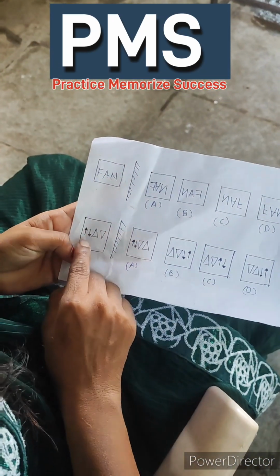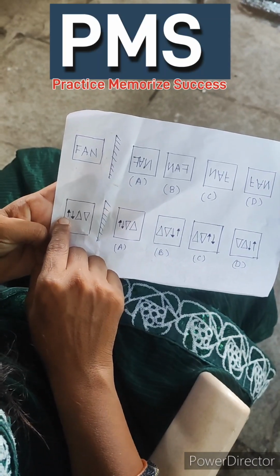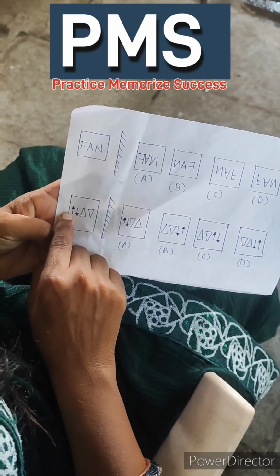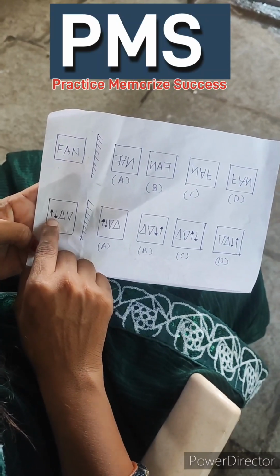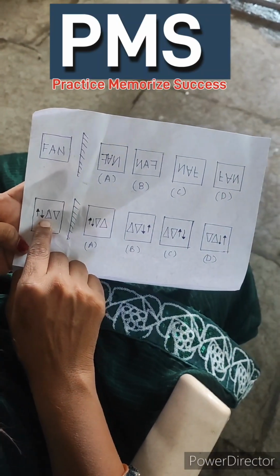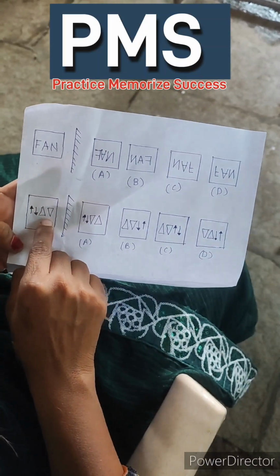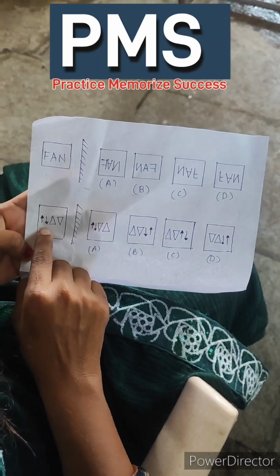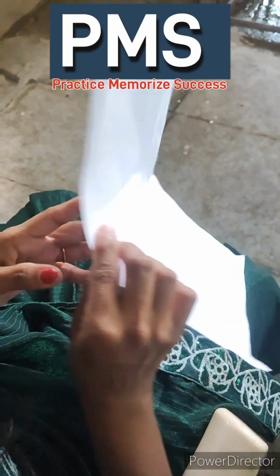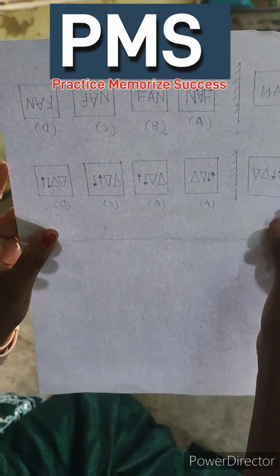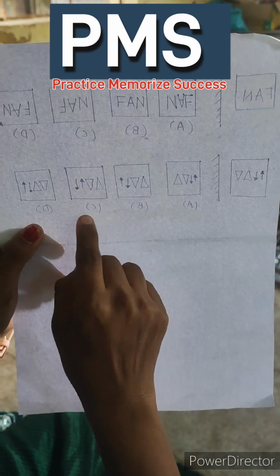Now the second question is, the first picture is an arrow in the upward direction and the second arrow is in the downward direction. Then the third image is a triangle which is in the upward direction and the last triangle is in the downward direction. So we have to find the mirror image of this question. So once again you have to flip the page and see it into the light. Now you can clearly see the options of that question.